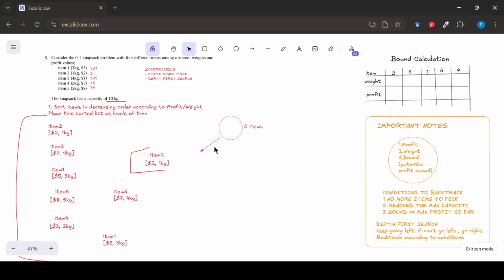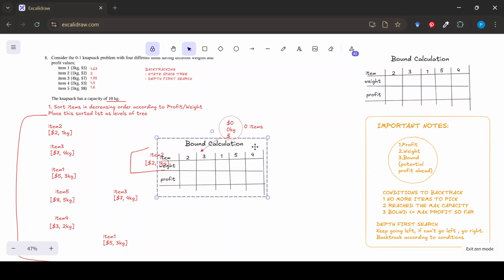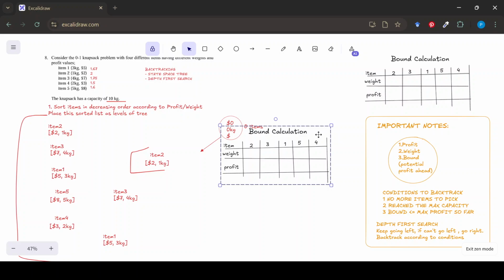So let's start. At the start of the tree, we are considering 0 items. Here, let's find these 3 pieces of information. Firstly is our profit, which will remain as $0 since we have 0 items. Our weight will be 0 kg. And let's get our bound. Remember that bound is the potential profit ahead, so we need to look at the potential items we can pick up.